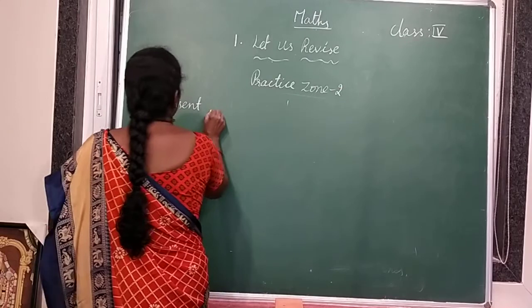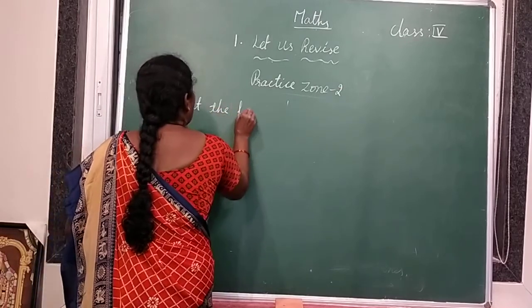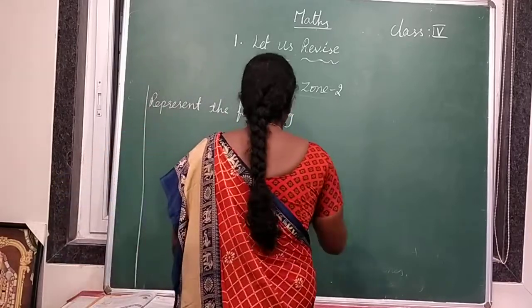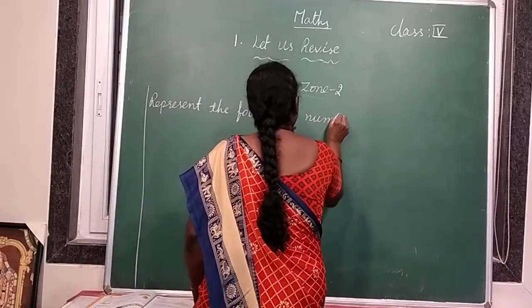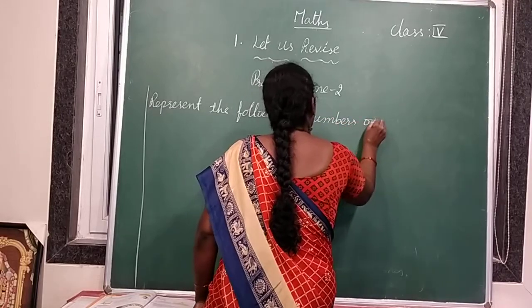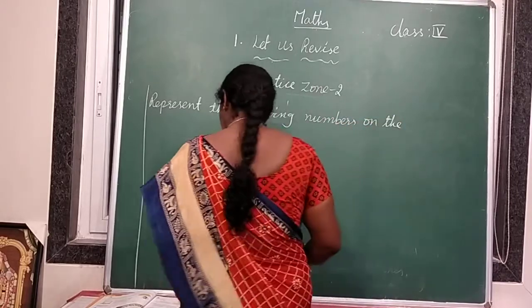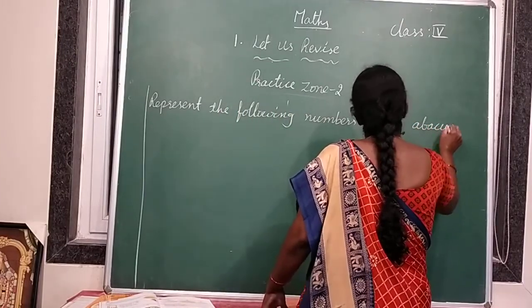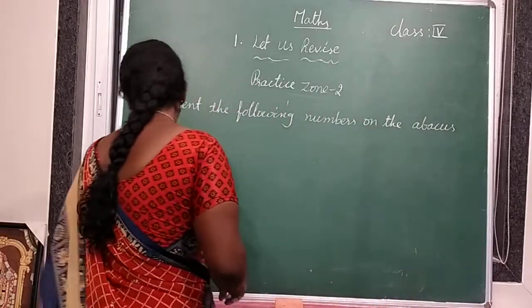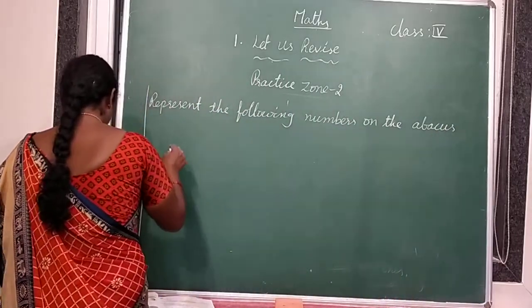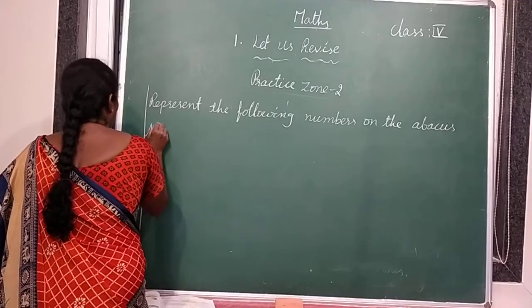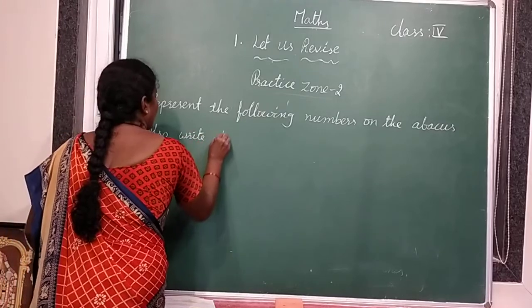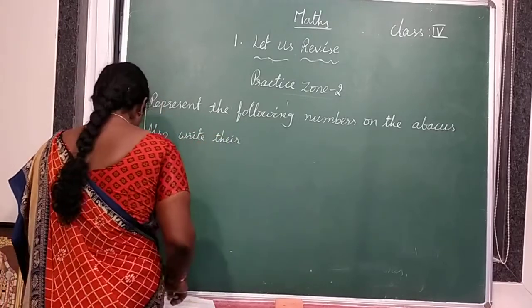Write Practice Zone 2 in classwork. Represent the following numbers on the abacus. Also write their expanded form.